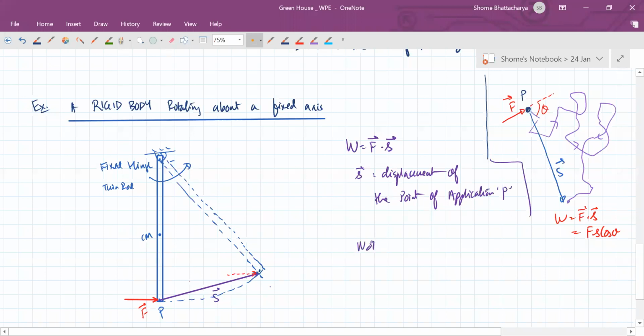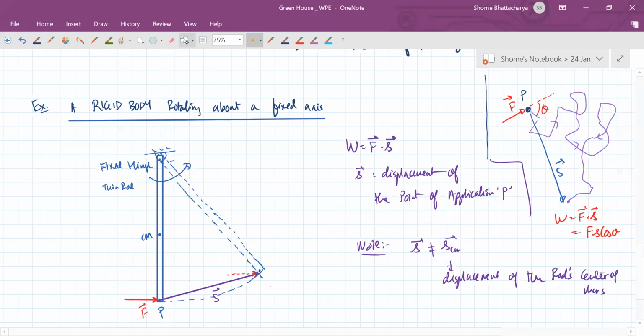And you can see that this displacement is not equal to the displacement of the rod's center of mass, because that center of mass will have a displacement like this over here. They're different things, they have different values. As you can see, whenever there is rotation involved, this thing happens. The displacement of the point of application is not equal to the displacement of the center of mass, unless the force itself is acting at the center of mass.